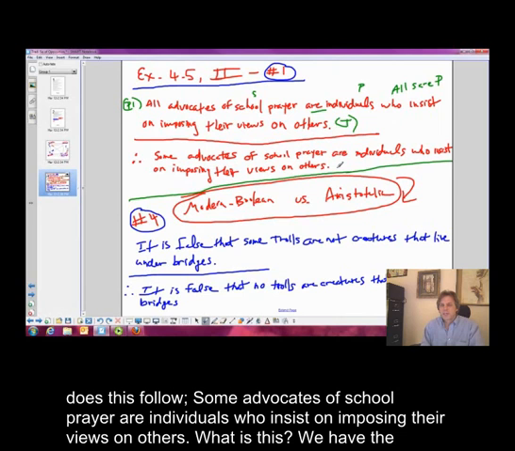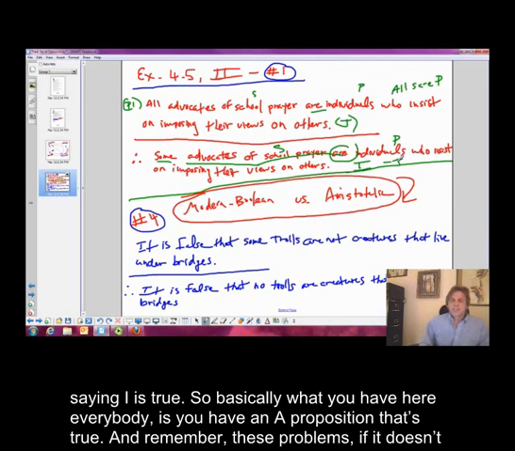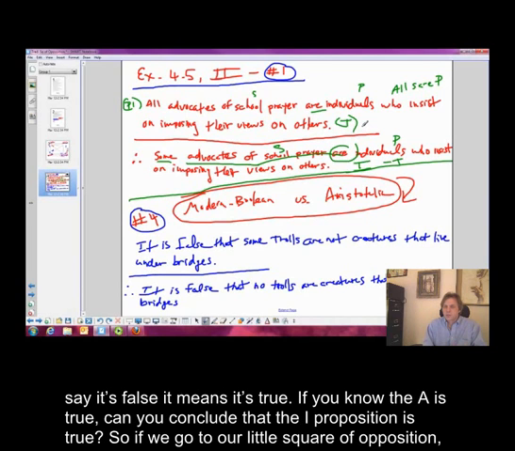And this says some advocates of school prayer are individuals who insist on imposing their views on others. Okay, what is this? We have the S, we have the copula, and this is the P. So this is a some S are P. This is an I proposition, and it's not saying it's false. So it's saying I is true. So basically what you have here, everybody, is you have an A proposition that's true. And you remember these problems, if it doesn't say it's false, it means it's true. If you know the A is true, can you conclude that the I proposition is true?